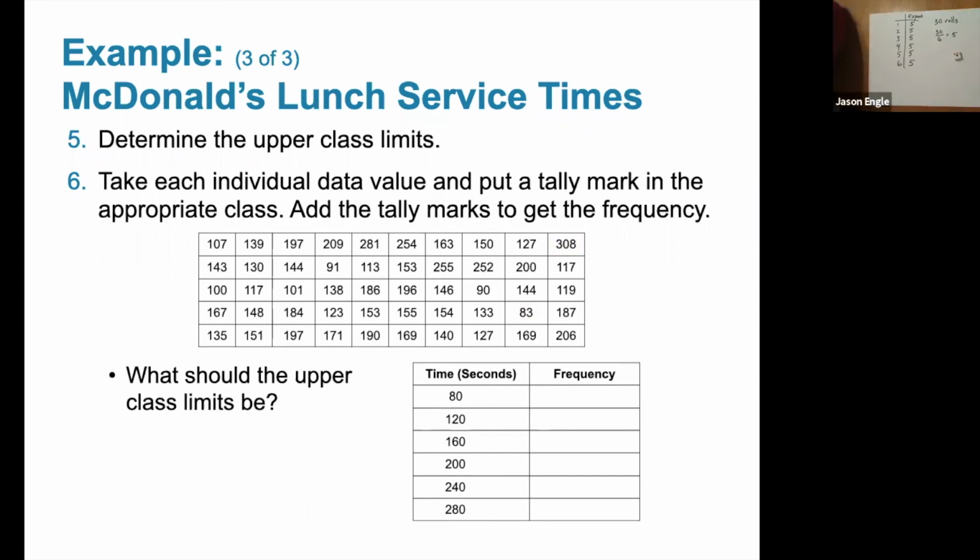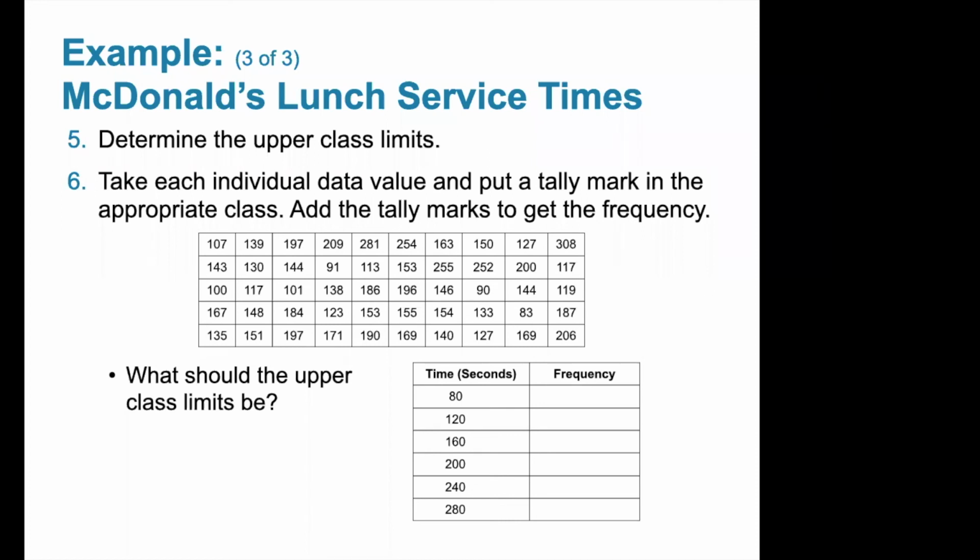Next, we want to determine the upper class limits. That's step 5. So what should the upper class limits be? Remember how the upper class limit for the first class should end? The first class should end right where the second class begins. Does that make sense? So it would be 119. That's right.